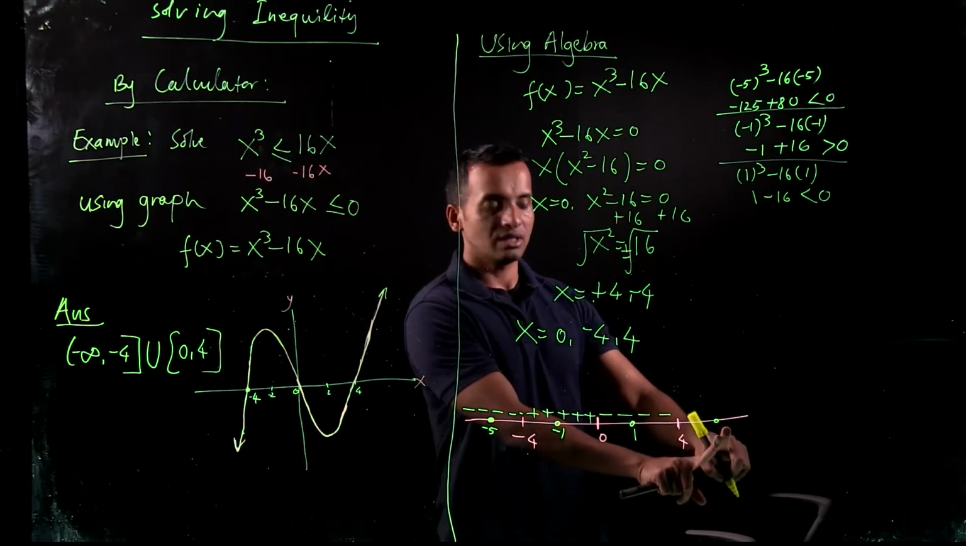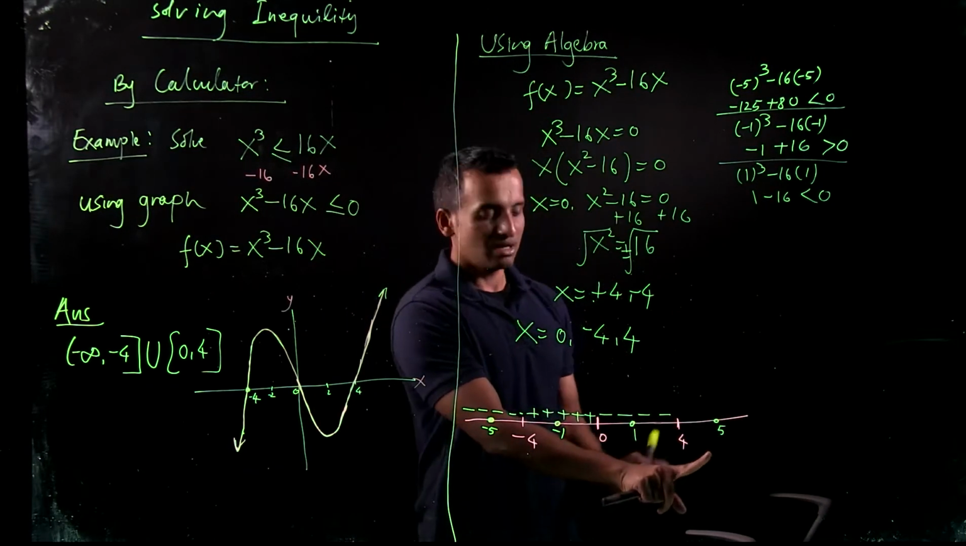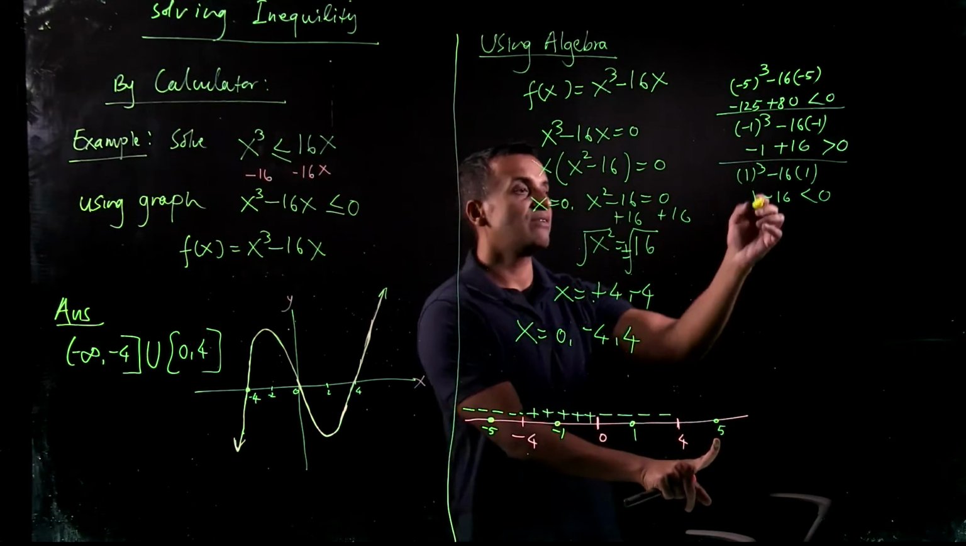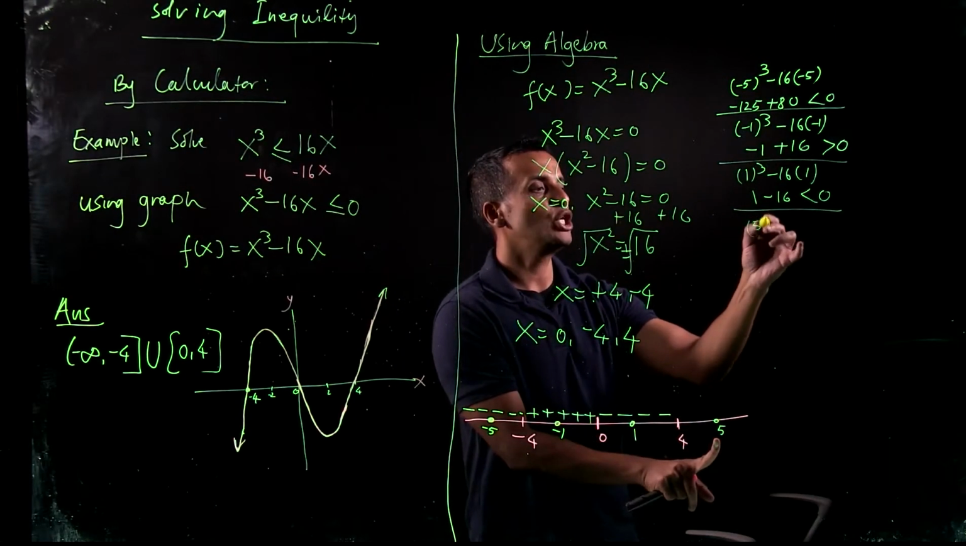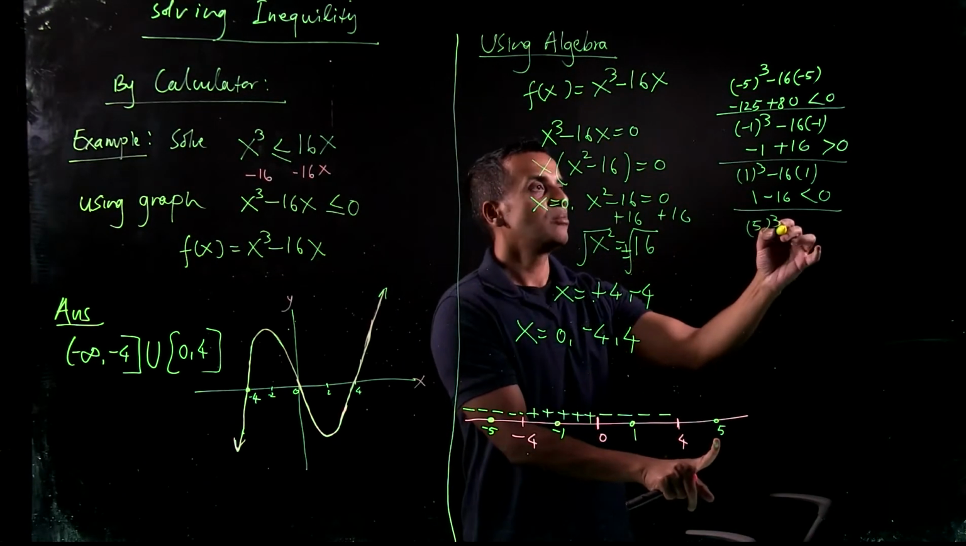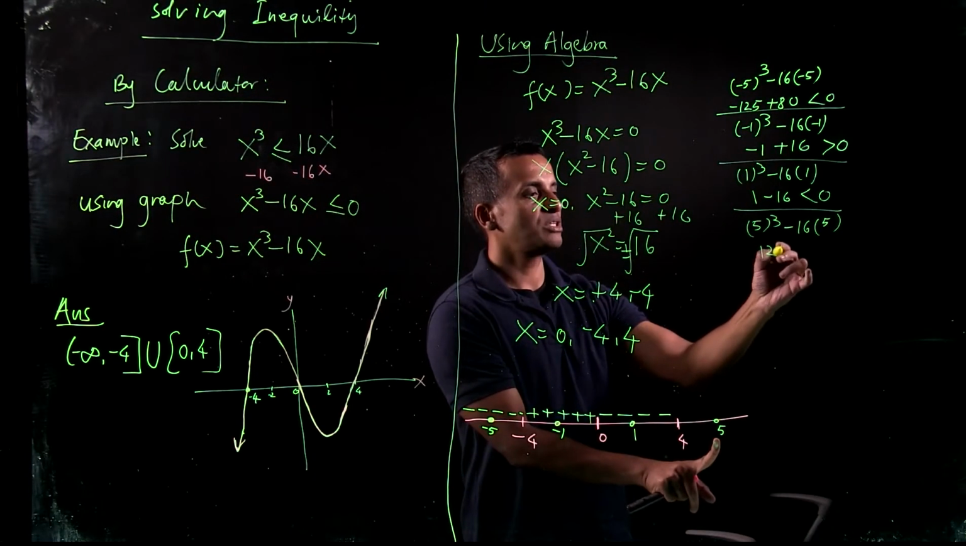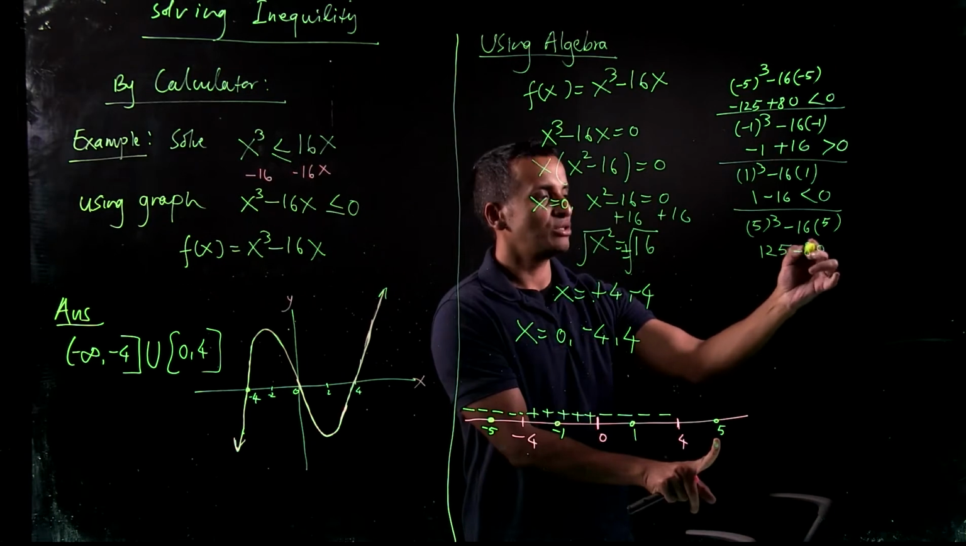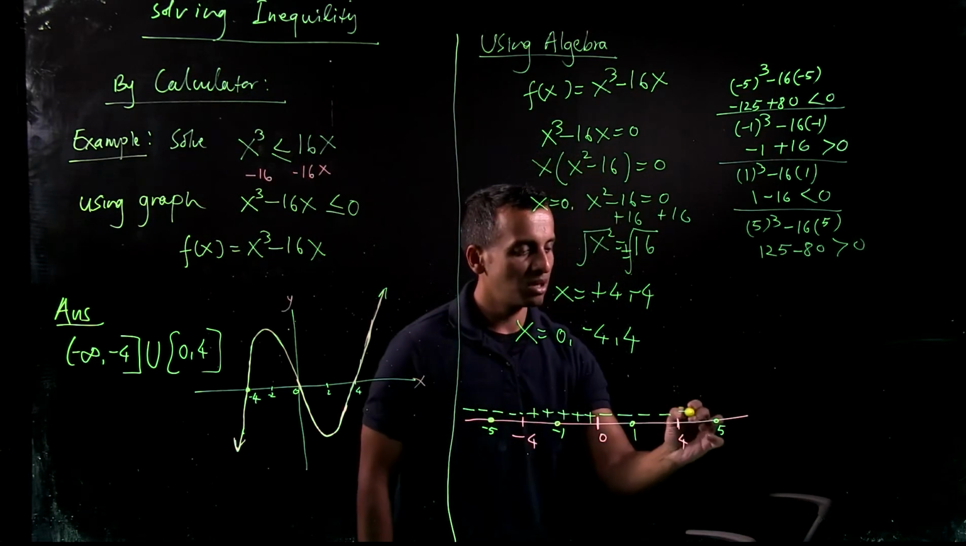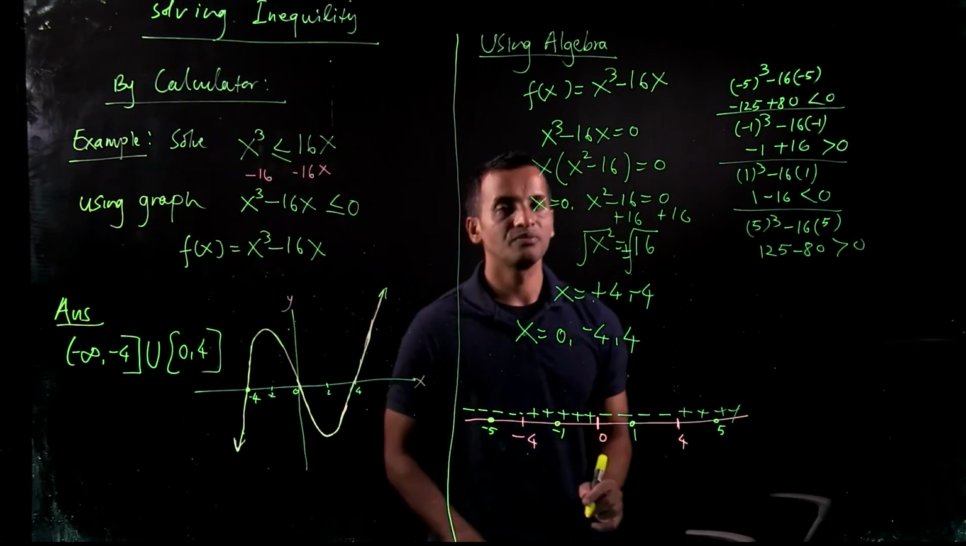Again, let's pick a test point right of 4. That is 5. I pick 5. So 5 cubed, plug in here, minus 16 times 5. You got 125 minus 80. So this will be positive, right? So it will be plus, plus, plus.